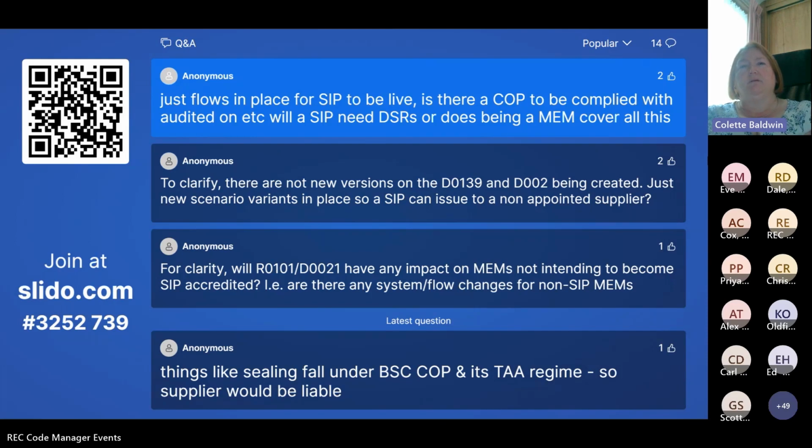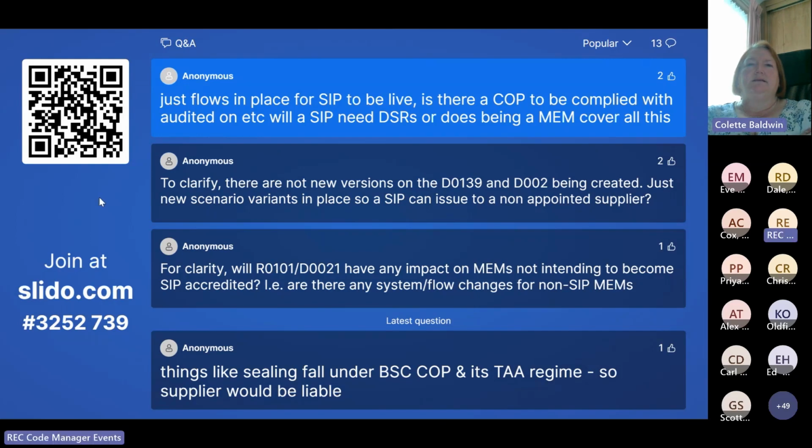Is there a COP to be complied with, audited on, etc.? Is there a code of practice to be complied with and audited on? It's not a code of practice. There's some absolute requirements. I mean, it's very simple. The works are defined in DCUSA, and as Georgina said, the audit arrangements will be for any work completed, and that will cover the SIP work as well as the MEM work.